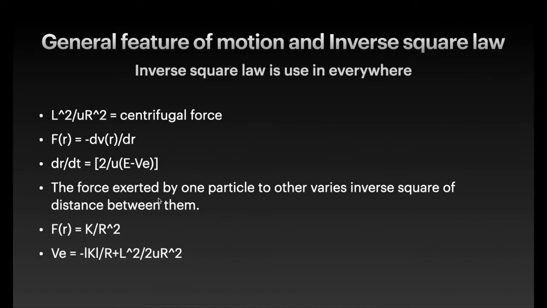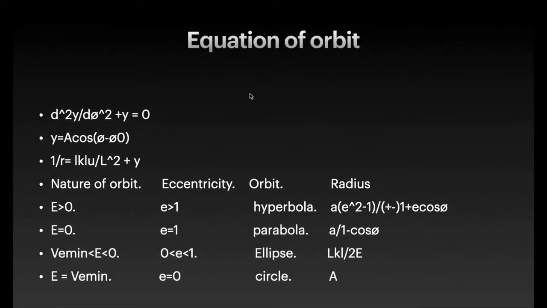The force exerted by one particle on another varies inversely with the square of the distance between them. It is F(r) equals k upon r square. V effective is minus mod of k by r plus L square by 2mu r square. In the equation of orbit, it is d square y by d phi square plus y is 0, and its solution is y equals A cos(phi minus phi naught). 1 upon r is mod of k mu upon L square plus y.